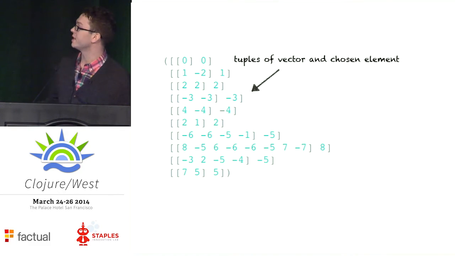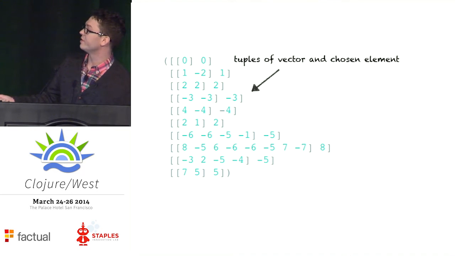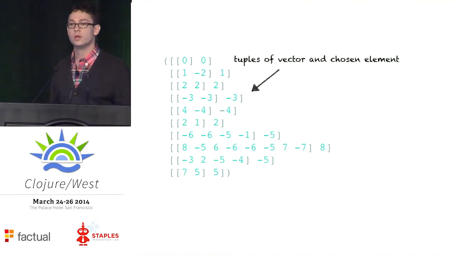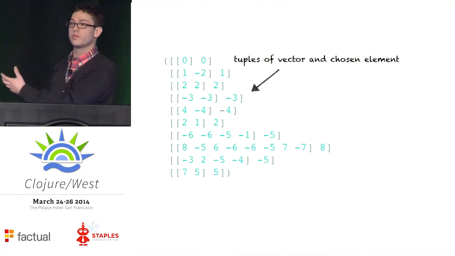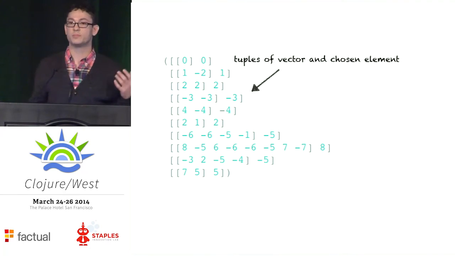So we take a look at a sample of this. In this case, we've generated a vector of -3, -3. Unsurprisingly, we've had to choose -3. An example here, we've generated this vector, and then we can randomly choose one. So this allows us to compose more complex generators together that actually depend on the values of previous generators.